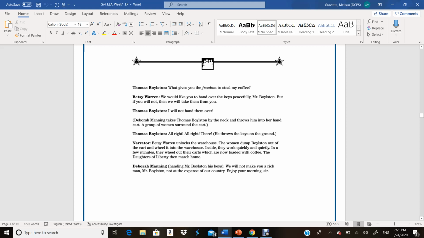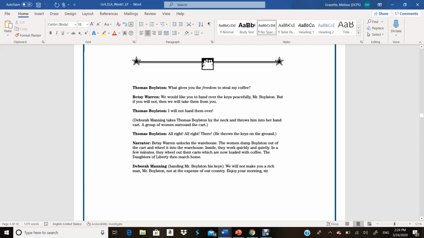Betsy Warren. We would like you to hand over the keys peacefully, Mr. Bolston, but if you will not, then we will take them from you. Thomas Bolston. I will not hand them over. Deborah Manning takes Thomas Bolston by the neck and throws him into her handcart. A group of women surround the cart. Thomas Bolston. All right, there. He throws the keys on the ground.